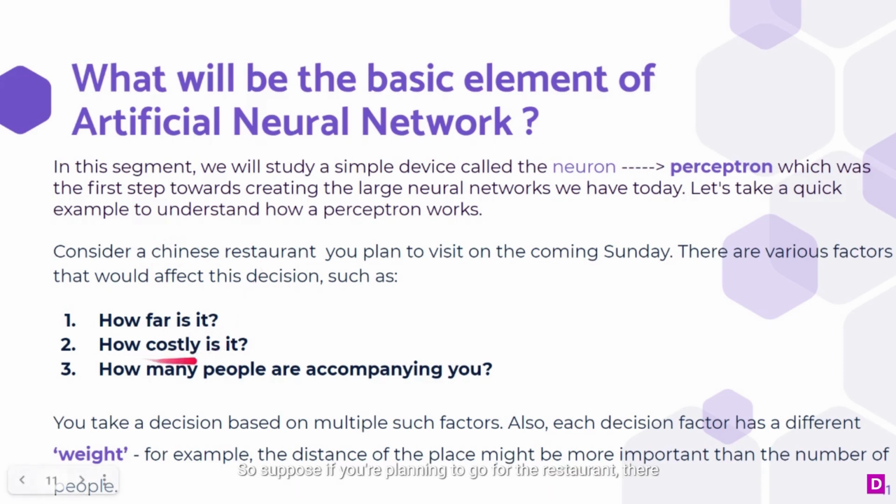Suppose you are planning to go to that restaurant. There will be certain decision parameters which we will be considering in order to go to that restaurant, right? I have listed the top three among them. The very first thing will be how far it is. How far is the Chinese restaurant?